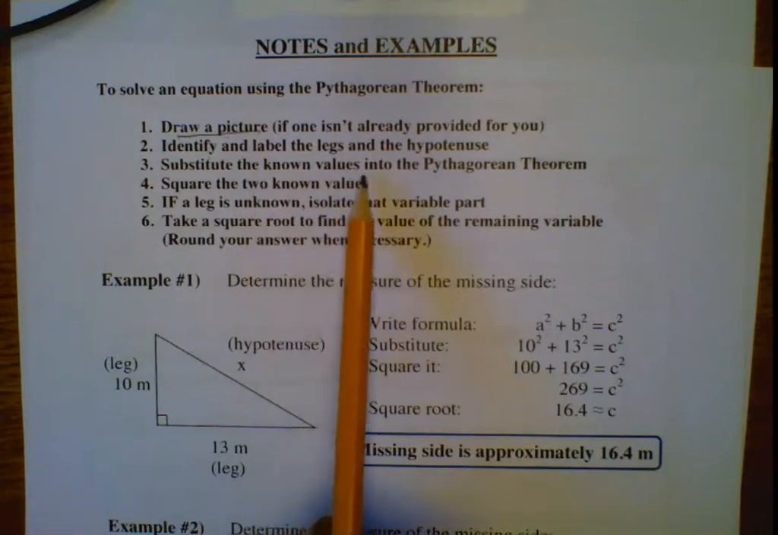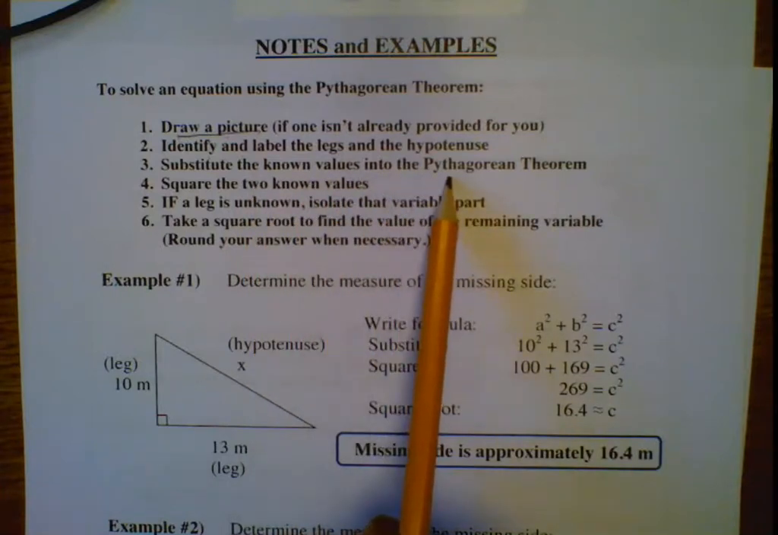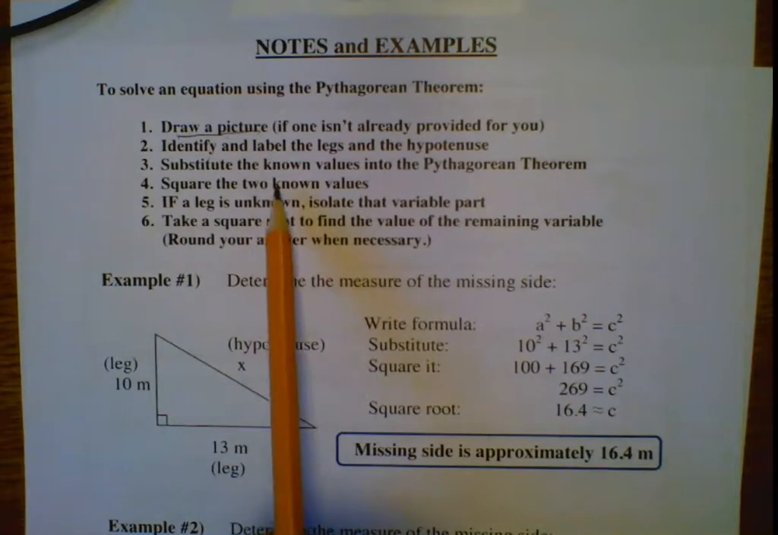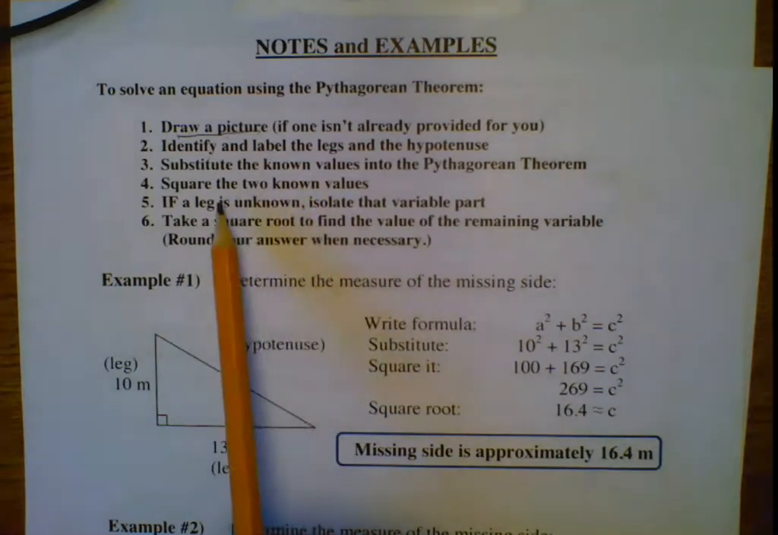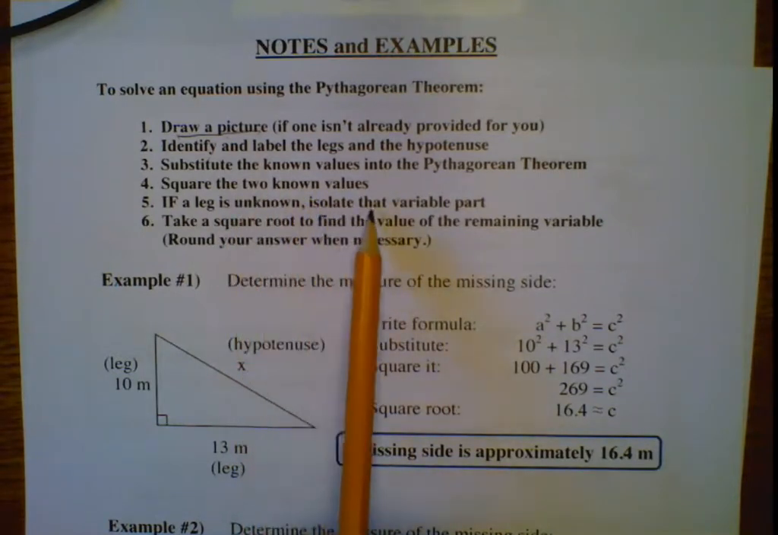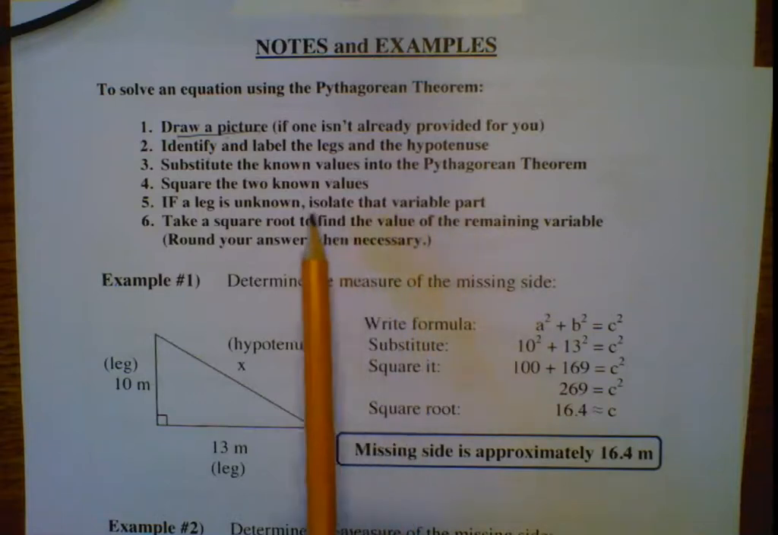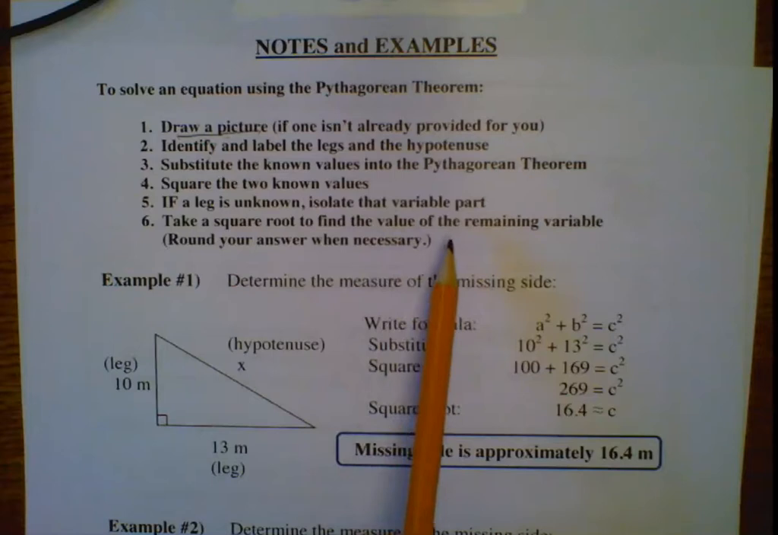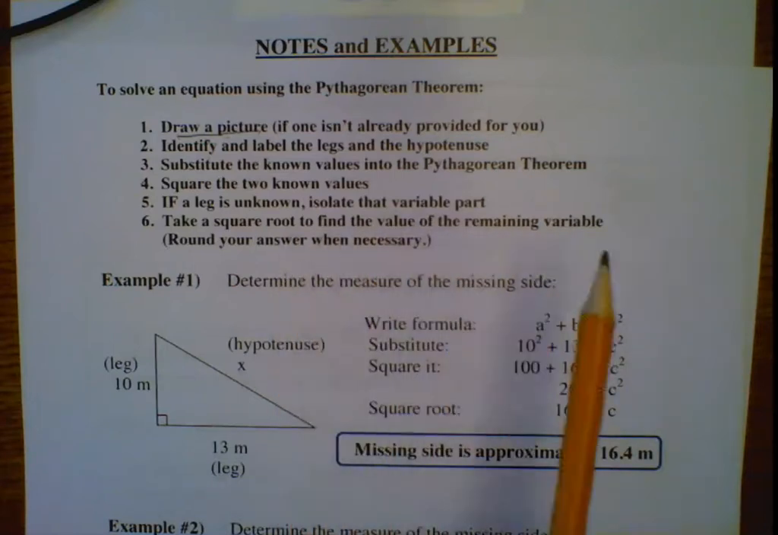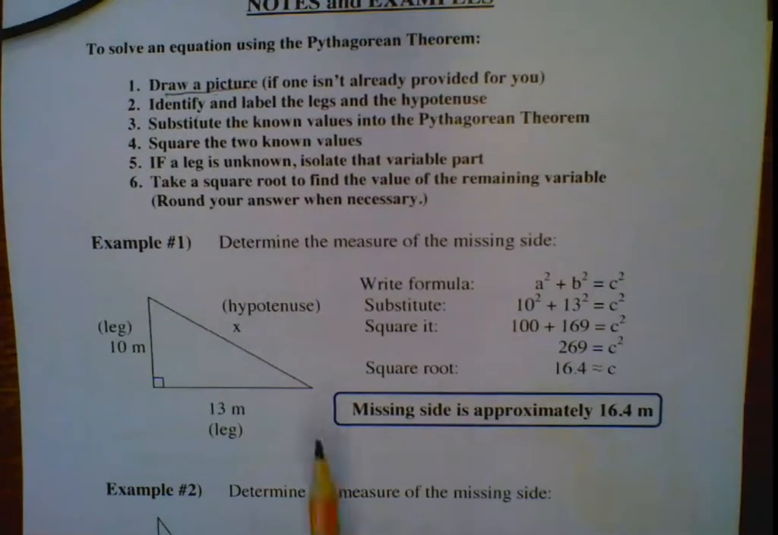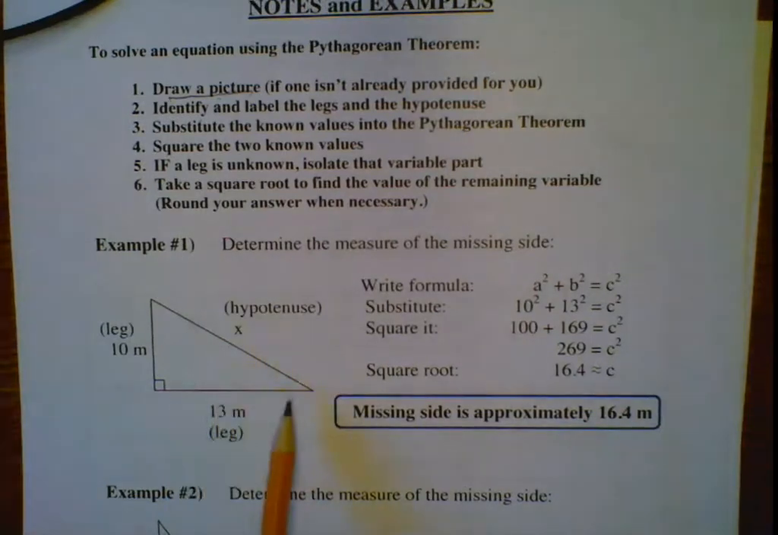Substitute the known values into the Pythagorean Theorem. Square the known values. If a leg is unknown, isolate that variable part. Take the square root to find the value of the remaining variables, and round if necessary. So what we mean is this. Here's an example. This is a right triangle.